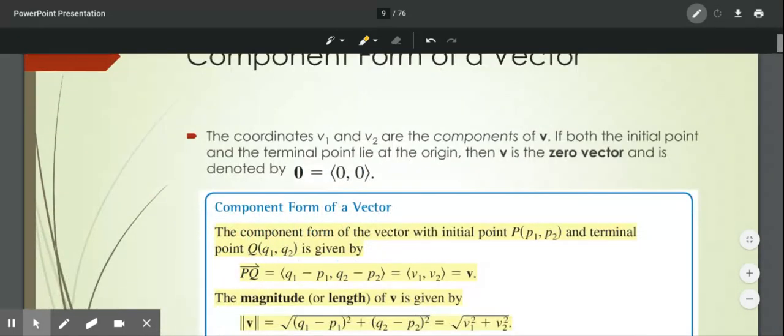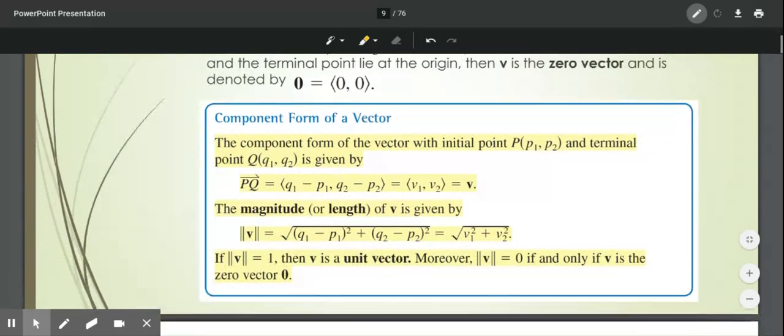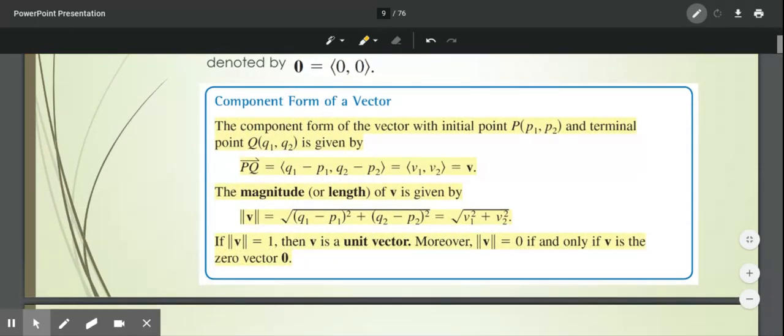All right, and then here's kind of your slide with your formulas. So the first part right here, the component form, it gives you that formula for doing the terminal minus the initial for your X, and then the terminal minus the initial. And then they use V1 and V2. And remember, that's the same thing as your A and your B, or an X and a Y. So whatever letters make the most sense, I'm fine with you using.